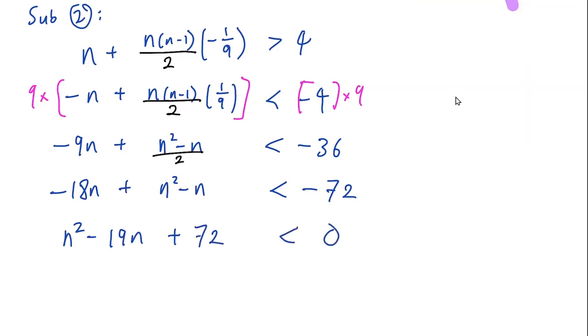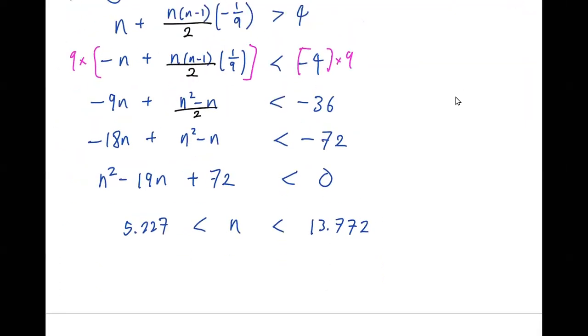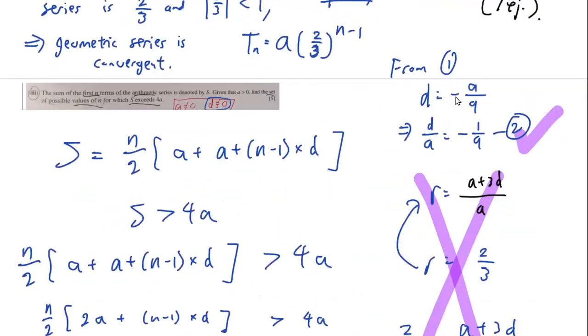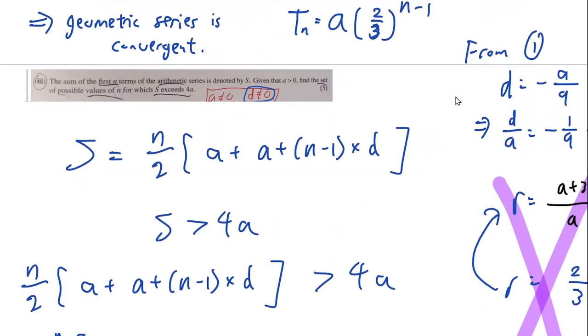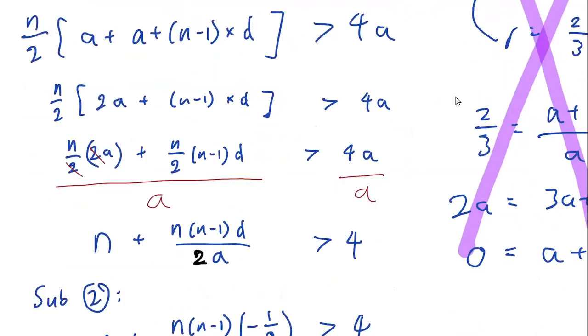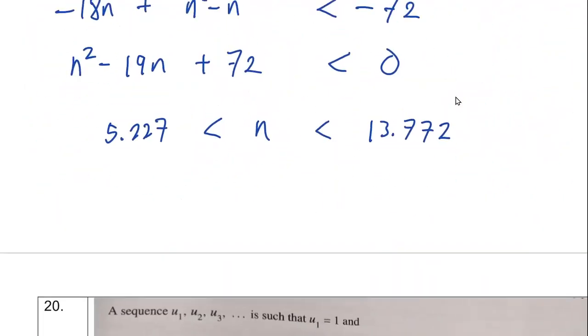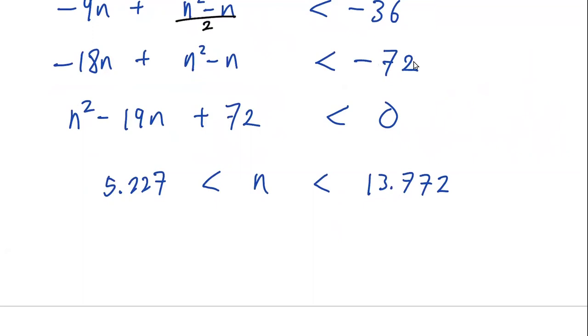Now we can try to solve. 1, minus 19, 72. You get less than 0, right? So that means it must be 5.227 approximately less than n less than 13.772. So what is the question asking us? The question is asking us to find the set of possible values of n for which S exceeds 4a. So that means this is the set already.